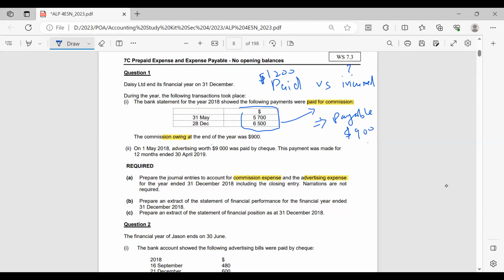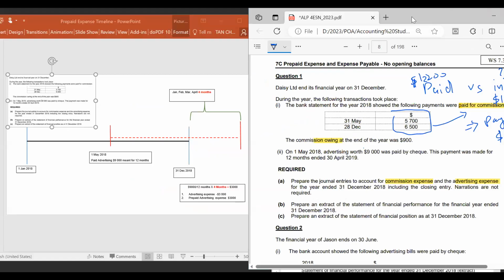So obviously when you look at it, we didn't pay enough. So how do you even calculate the amount incurred? I would have taken the 12,200 plus 900. That would have given you the amount 13,100 for the amount incurred. Okay, so this will be the thinking process for commission expense. So let's take a look at how we're going to put it into the journal for the commission expense.